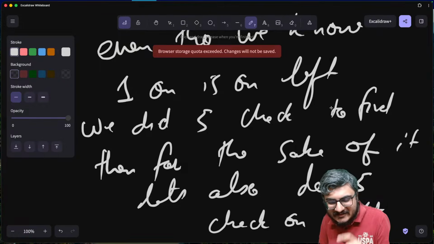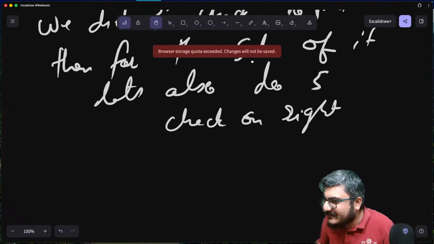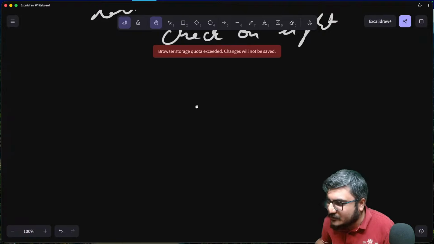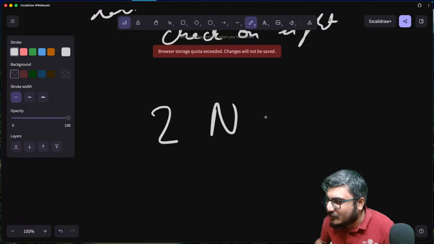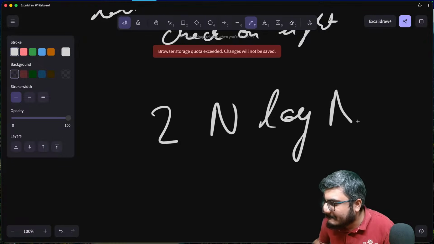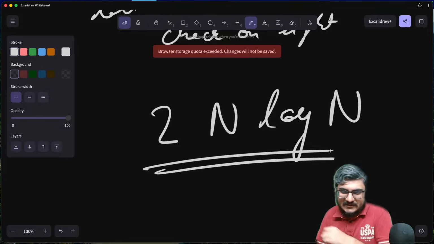What I'm saying is, the moment you checked one element, you also checked one random element somewhere else. Then this time I'm claiming the number of checks I will do is 2 N log N. Does this sound right?